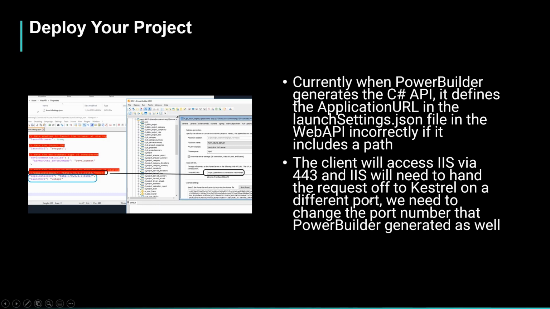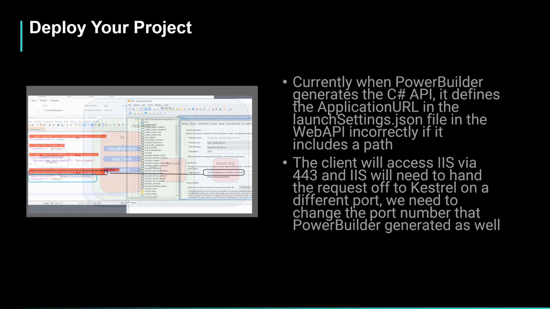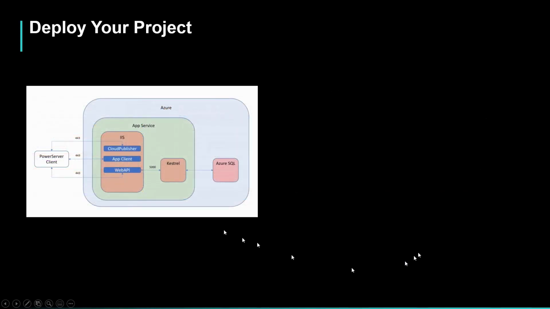So you wonder what happened to that port 5000. Well, what's happening is I'm going to be running this in Kestrel in Azure, but IIS is fronting that. And so what our client is talking to is IIS listening on port 443, and then IIS is handing those web requests off to the web API running in Kestrel that's listening on 5000. And so this is kind of what that architecture looks like.